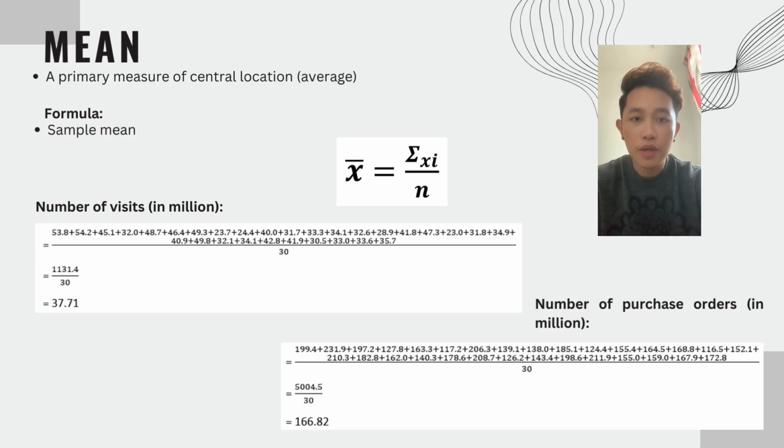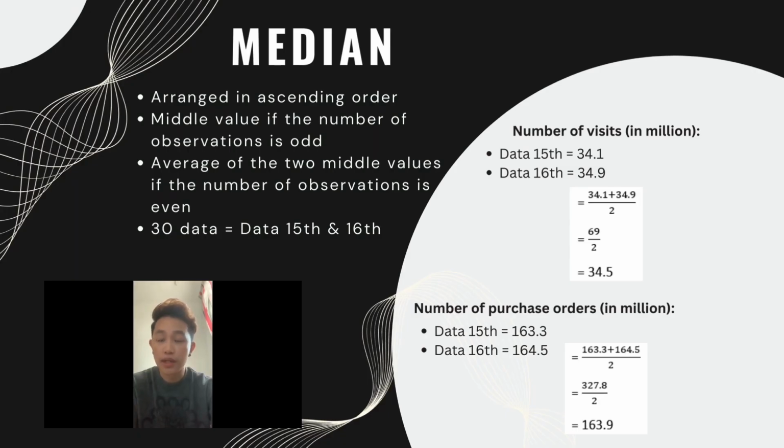Mean is a primary measure of central location, also known as the average of the dataset. The mean is calculated by adding up all the values in a dataset and then dividing the sum by the total number of values. For the number of visits, the mean is 37.71 million. On the other hand, the mean for the number of purchase orders is 166.82 million.